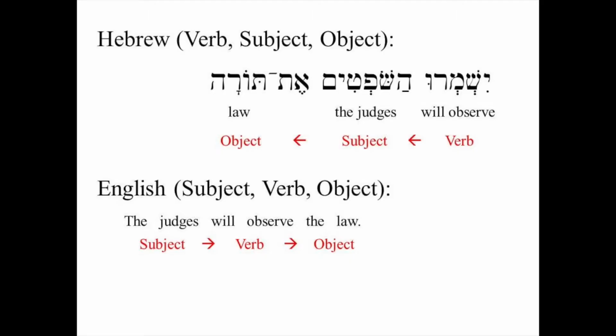Hebrew syntax, or sentence structure, is different from English as well. In English, we do subject, verb, object. But in Hebrew, it's verb, subject, object. Take a look at the following example. In Hebrew, you might have a sentence that looks something like, "will observe the judges the law." Whereas in English, we would say, "the judges will observe the law."